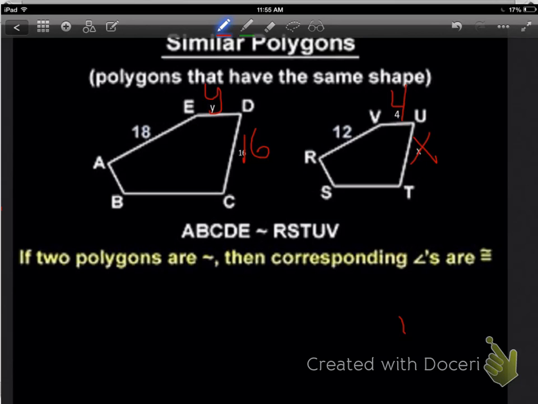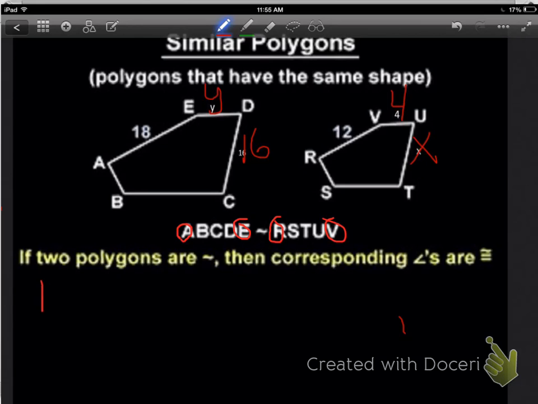So we know that AE corresponds with RV. We know that because A and E are the first and last letters of that polygon, and R and V are the first and last letters here. So the segments represented by AE and RV are corresponding parts.